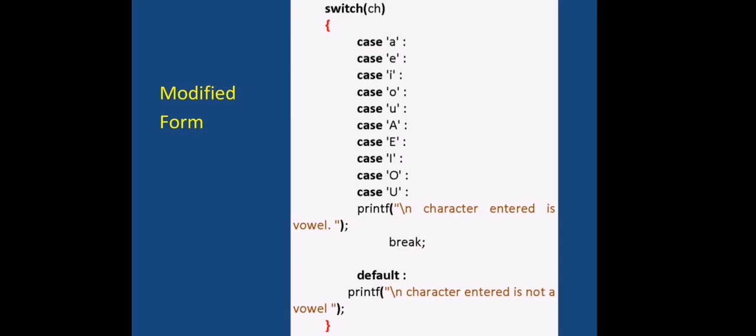Yeah, this one, let's check it out. In switch ch, whatever value we type into ch, it will show accordingly. We are printing that for all of a, e, i, o, u. We know that the vowels are a, e, i, o, u.